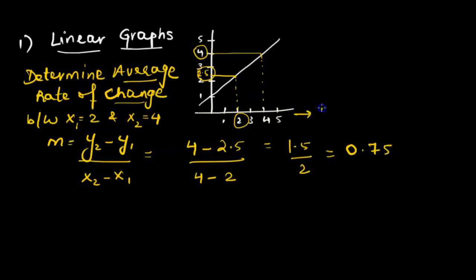If let's say this was time and this was distance in kilometers, and time was in hours, then we would put the unit as kilometers per hour, because the numerator represents the distance in kilometers and the denominator represents the time in hours, so we make sure that we put our units accordingly.